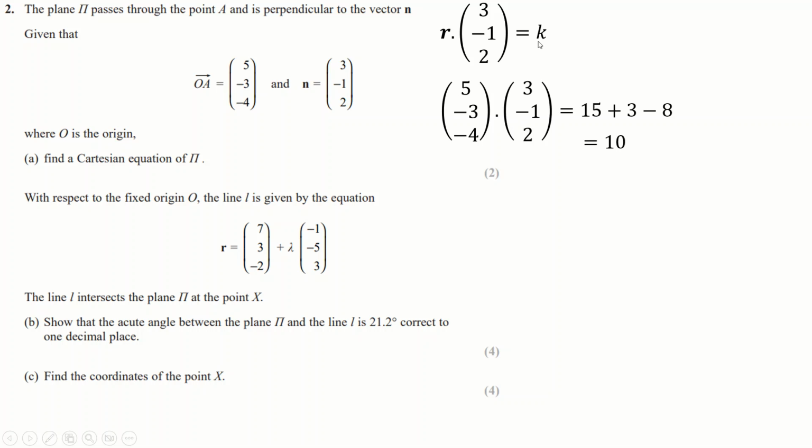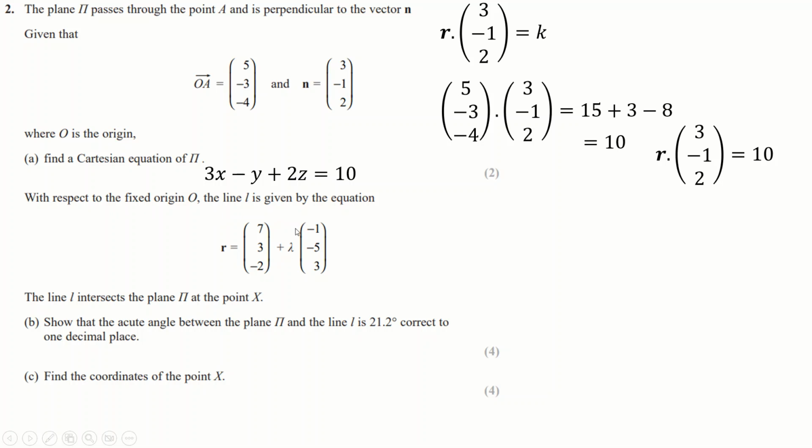And we get this, and we find k is that, which means this is the formula, or the vector form of the plane. But of course, in Cartesian form, we just replace r with x, y, z, and then just dot product out. So 3x minus y plus 2z, and we have our Cartesian form of the plane.